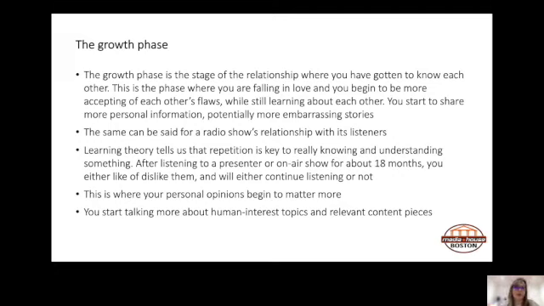Now the growth phase is the stage of the relationship where you've gotten to know each other. This is the phase where you fall in love and you begin to be more accepting of each other's flaws while still learning about each other. You start to share more personal information and potentially more embarrassing stories because you're more comfortable with each other. The same can now be said for a radio show's relationship with its listeners.